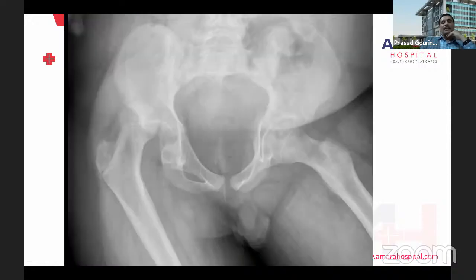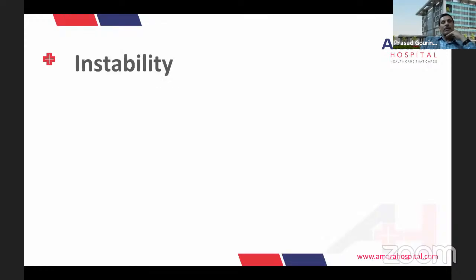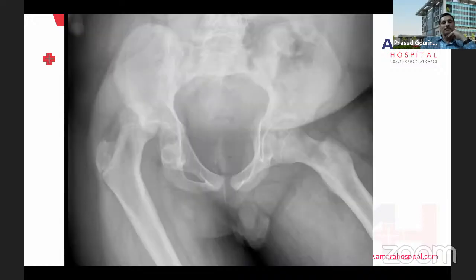Now, instability. Instability is a big issue. That's why we do the stress exam more carefully. Like I said, if you push hard enough, you can dislocate anybody, but you get a good feel as to how unstable the hip is. If there's any instability, we usually get an MRI to look for cartilaginous fractures and abnormalities.